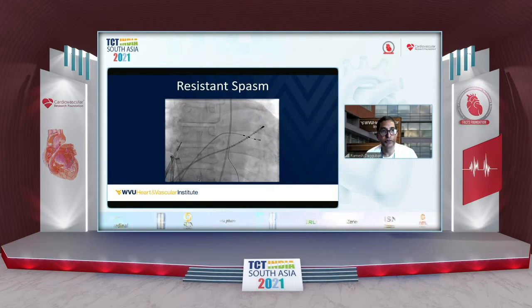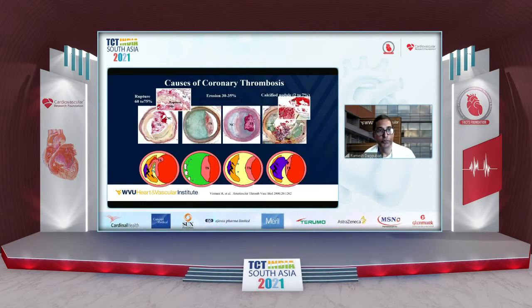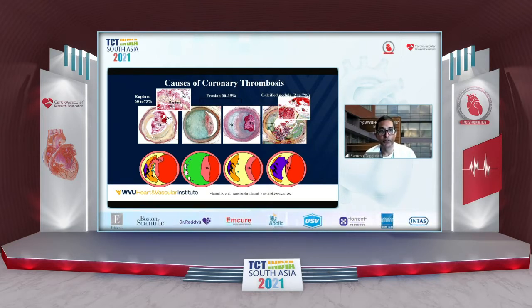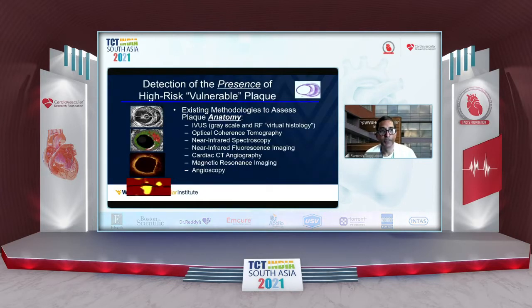So in acute coronary syndromes, what are the causes of coronary thrombosis? The majority of it is due to plaque rupture and or plaque erosion. Rupture occurs in about 60 to 70% of the patients. Erosion is now being detected more commonly, especially in India, where people aged 25 and younger present with acute MI, they are having plaque erosions, and obviously some other reasons are calcified nodules.